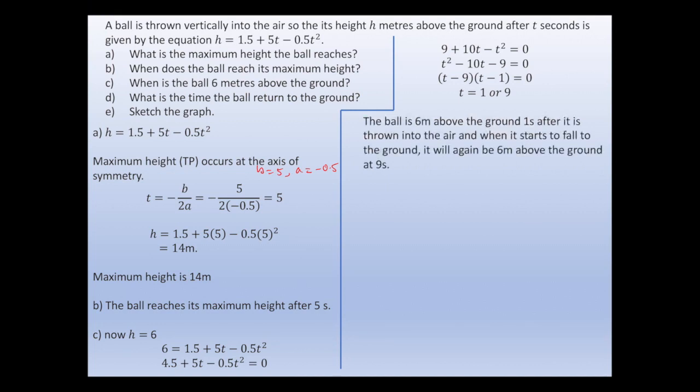So the ball is 6 meters above the ground 1 second after it is thrown into the air. And when it starts to fall to the ground, it will again be 6 meters above the ground at 9 seconds.